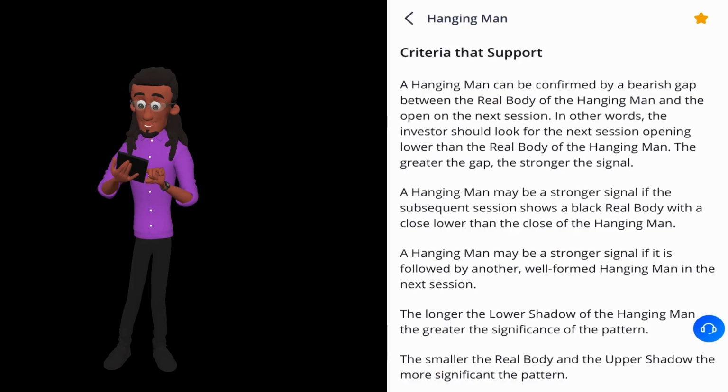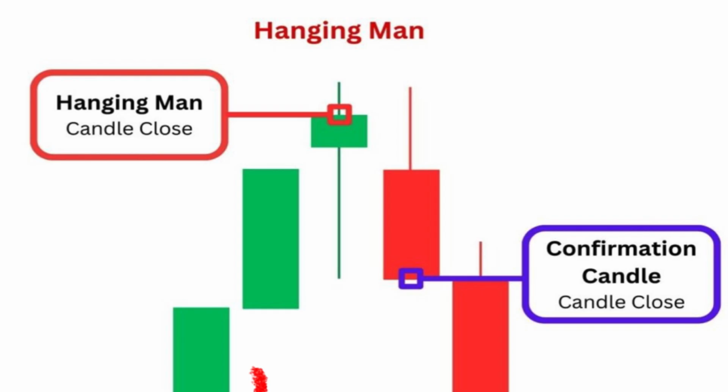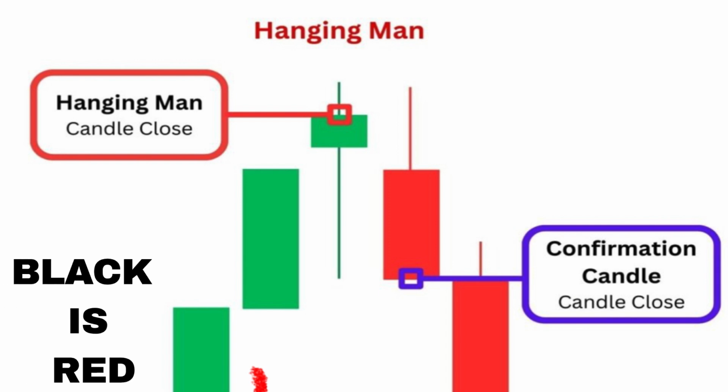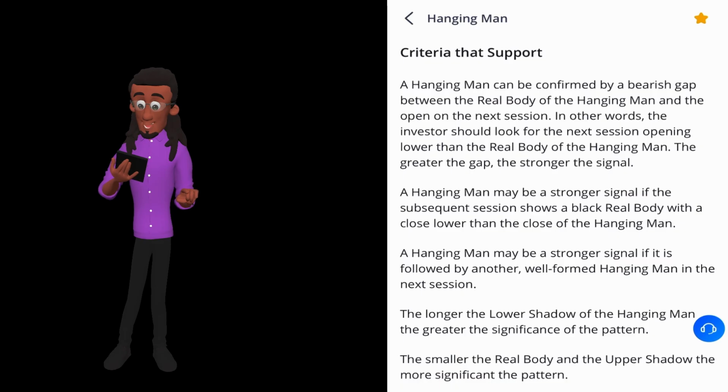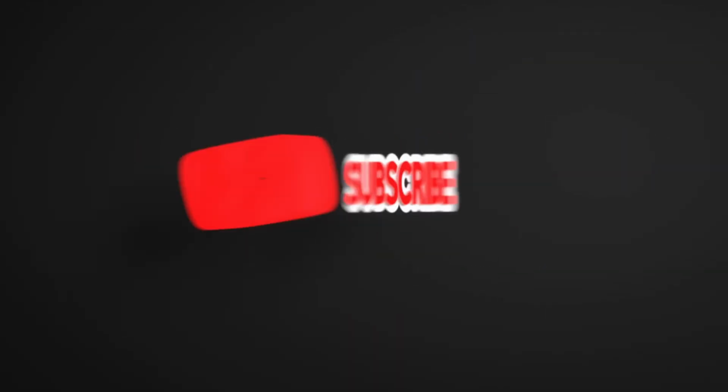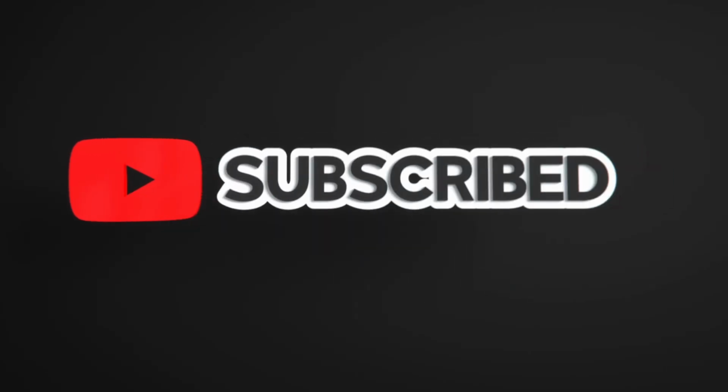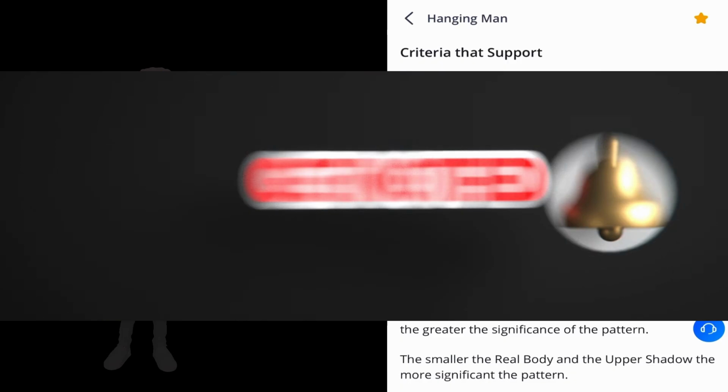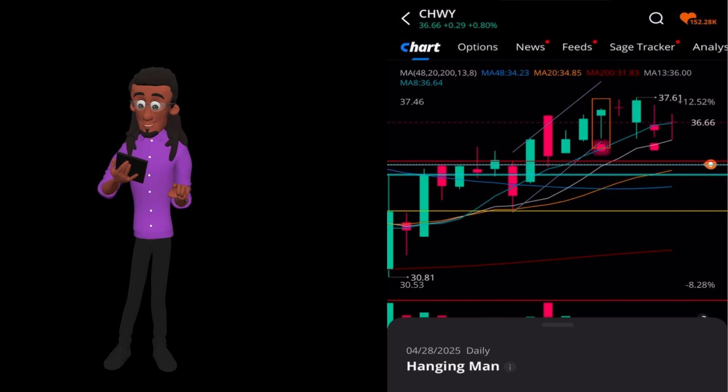A hanging man may be a stronger signal if the subsequent session shows a black real body with the close lower than the close of the hanging man. So black is red. A hanging man may be a stronger signal if the subsequent session shows a red body with the close lower than the close of the hanging man.